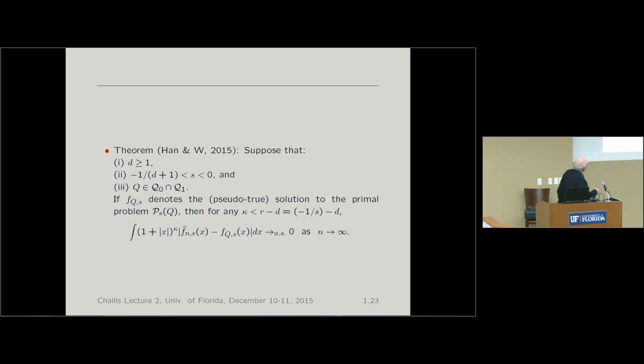Here's yet another result. If d is bigger than or equal to 1, s is between minus 1 over d plus 1 and 0, and Q is in the intersection of those two classes of measures, and this is the pseudo-true solution to the primal problem, then for any kappa less than r minus d, so the gap between r and d, well, we can weight by that much in an L1 convergence. And the Renyi divergence estimator is converging to that pseudo-true solution, which we know exists, in a weighted L1 sense. We can't weight very much, and the amount of weighting we can do depends upon how far d is below r.